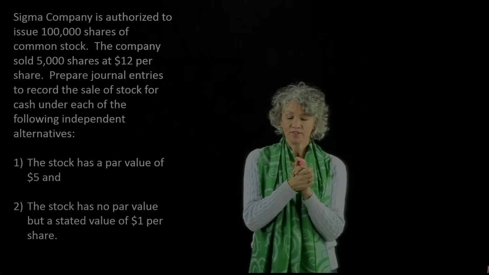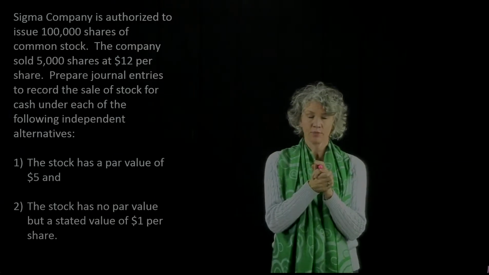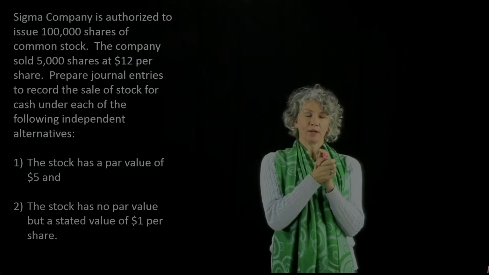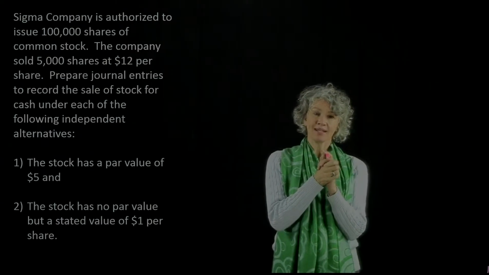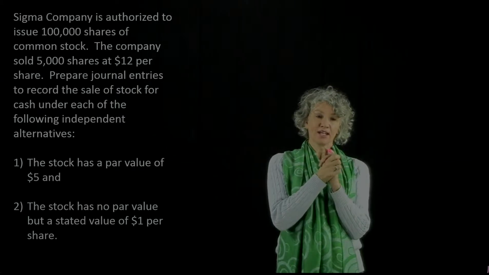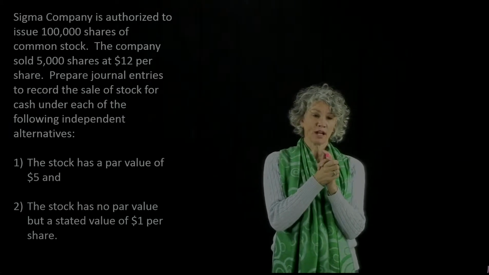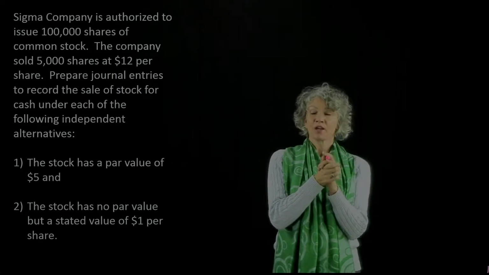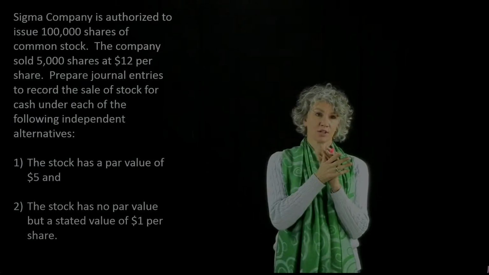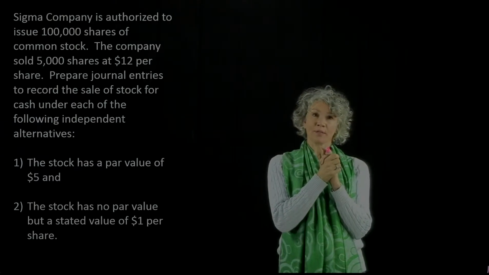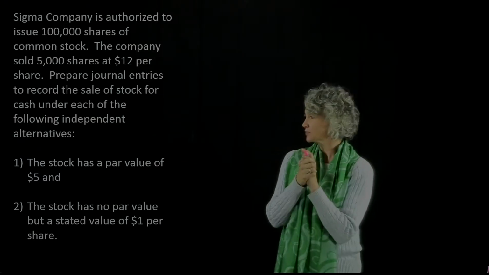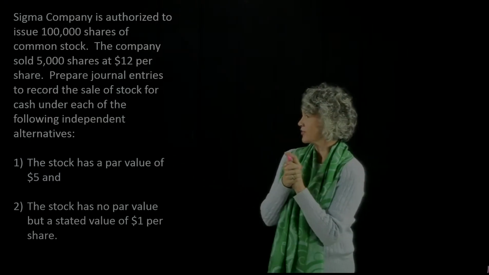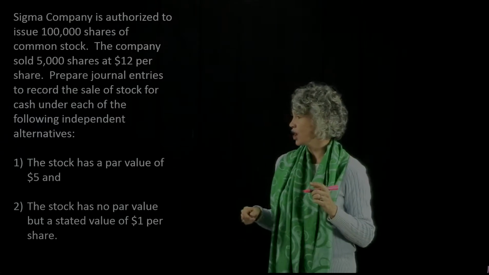And as you know, for the first time, we've moved into working with corporations. And so what we need to do is their equity is different. It's a different idea than how we've treated owner equity up until this point in time. So this problem deals with a company issuing stock, and we're going to learn to make those journal entries. Okay, so Sigma Company is authorized to issue 100,000 shares of common stock.